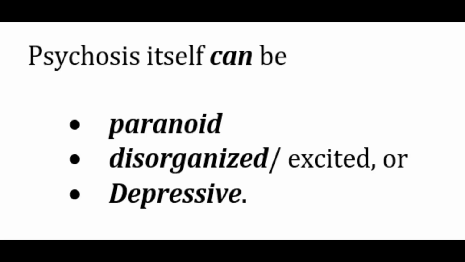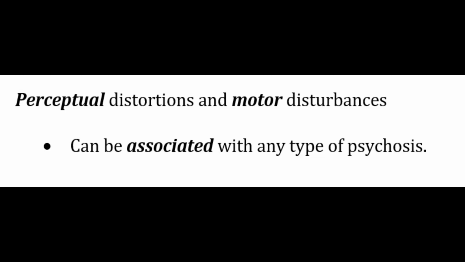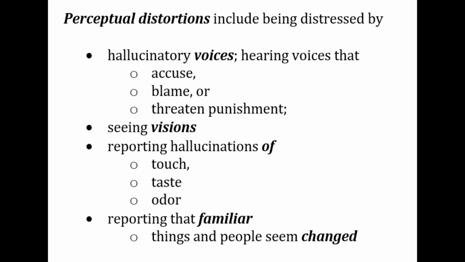Now, psychosis itself can be paranoid, disorganized, or depressive. And perceptual distortions and motor disturbances can be associated with any type of psychosis. Now, perceptual distortions include being distressed by, first, hallucinatory voices, that is, hearing voices that accuse, blame, or threaten punishment, or seeing visions, having hallucinations of touch, taste, or odor, or seeing that familiar things and people seem changed.